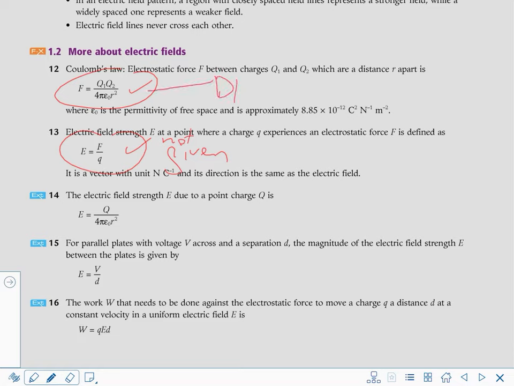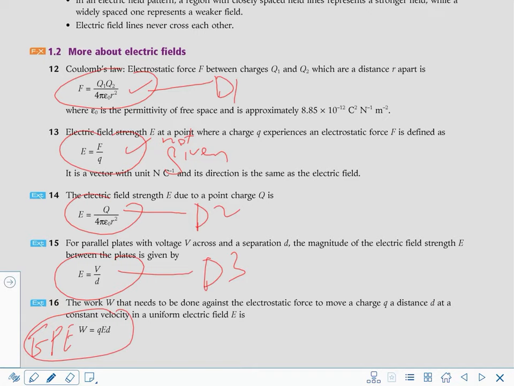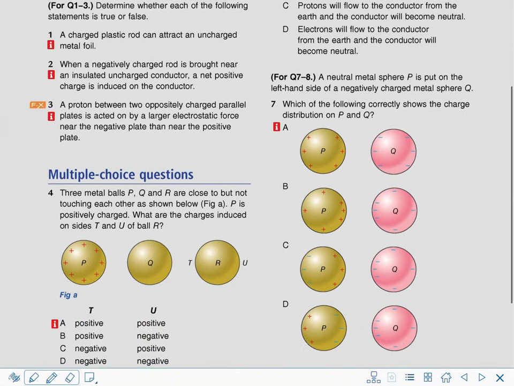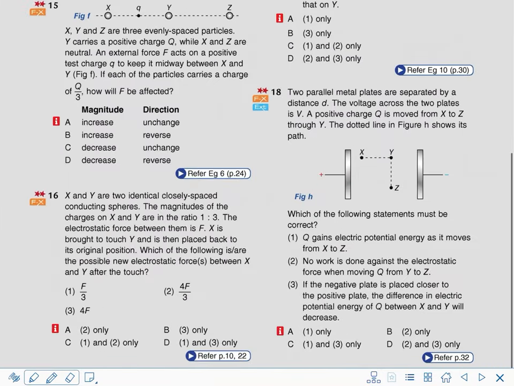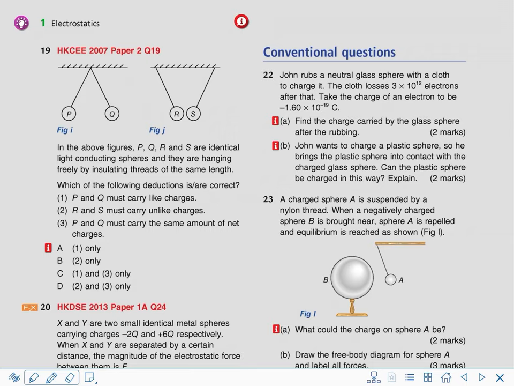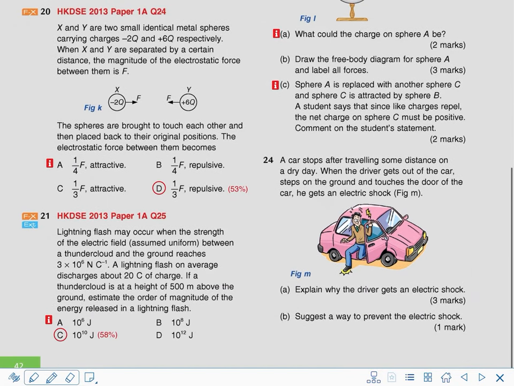Not given for F equal QE. We have D1 equation, D2 equation, and also D3 equation. Electrical potential energy equal to QED, because Fs, okay, FD, so F equal QE, so QED. So that's all. I think try MC questions. It will be useful to consolidate your concept for electrostatics. Try MC past paper, questions 19, 20, 21. I think questions 20 and 21 are very important.